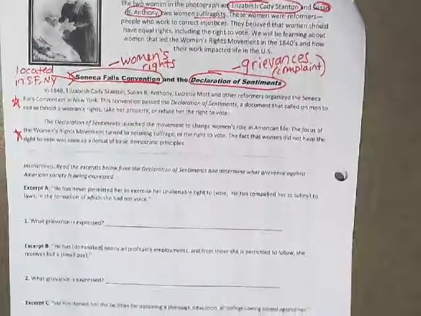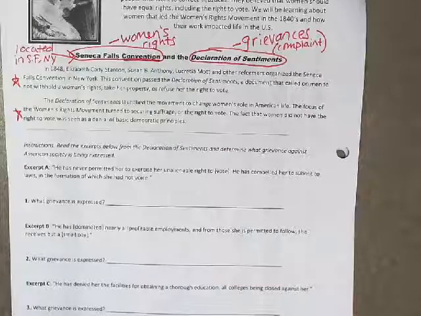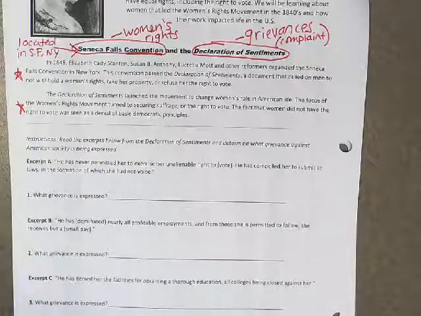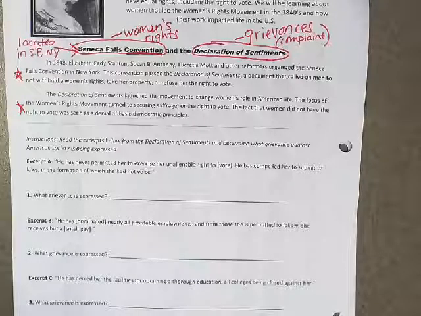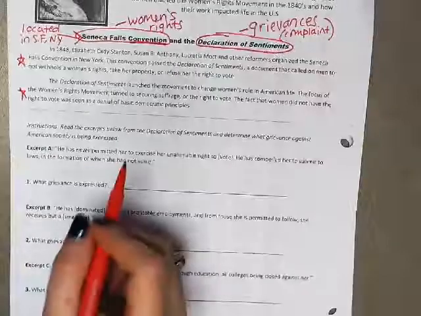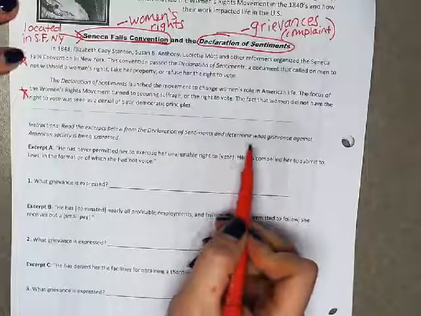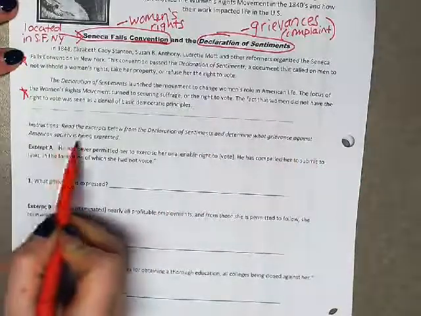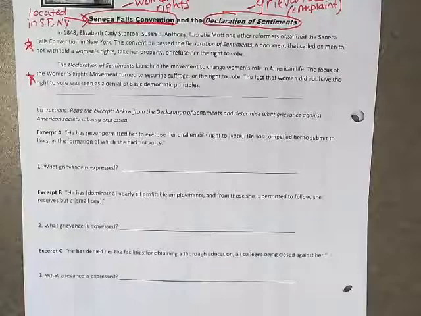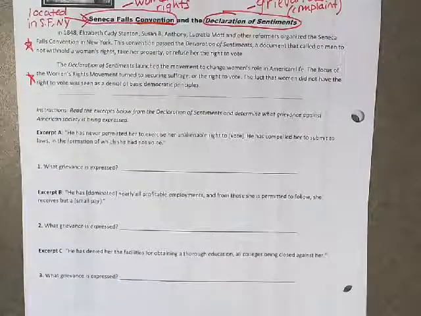Now that you're done reading, we are going to actually read from the Declaration of Sentiments, this really, really popular document, surely sitting in some museum somewhere. So let's look at this. It says, read the excerpts below from the Declaration of Sentiments and determine what grievance against American society is being expressed. So let's look at excerpt A. Remember, they talk differently than we talk today, so we are going to read it and then put it in simpler terms.